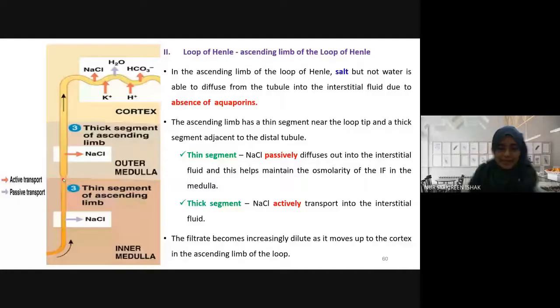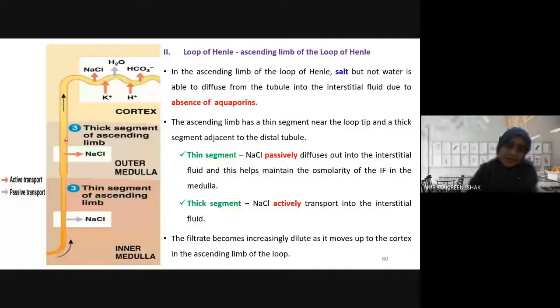But as the filtrate moves up the loop, the ascending limb of loop of Henle, obviously less sodium chloride will be present. Tapi dia nak juga suruh keluarkan sodium chloride ni. Dia nak juga sodium chloride ni keluar ke dalam interstitial fluid. So the transportation of sodium chloride at the thick segment is through active transport. Okay, so itu kena take note. Thin segment, passive, sodium chloride keluar. Thick segment, sodium chloride keluar melalui active transport.